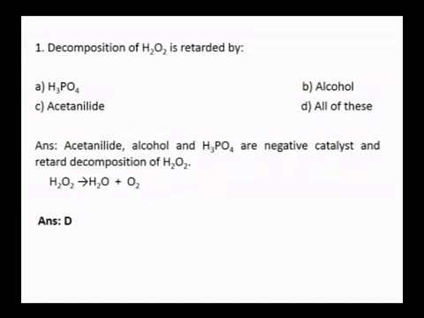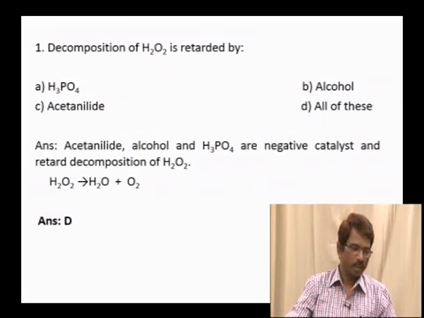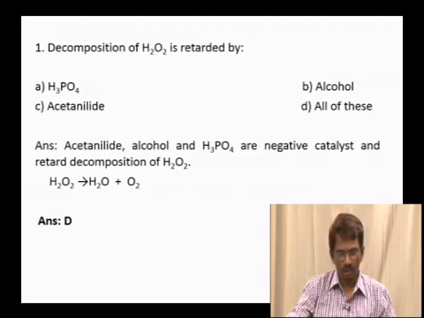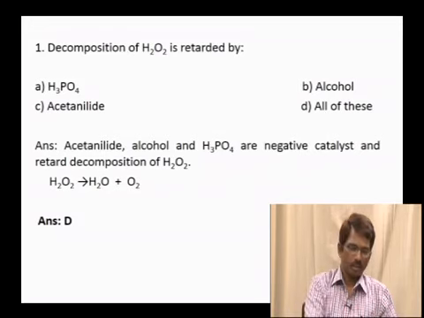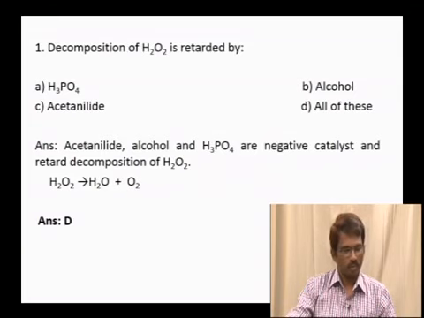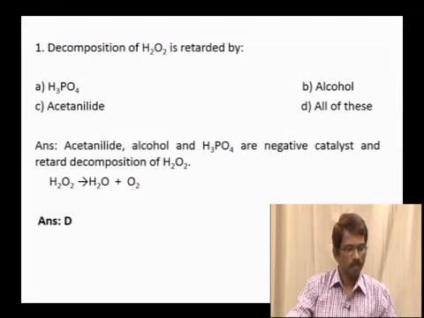And now coming to the questions. The decomposition of hydrogen peroxide is retarded by: the options are A, H3PO4, which is phosphoric acid, B, alcohol, C, acetanilide, and D, all of these. Hydrogen peroxide is basically an unstable compound which slowly decomposes into H2O and O2. The decomposition of hydrogen peroxide can be retarded or slowed down by the addition of either phosphoric acid or alcohol or acetanilide. All these substances retard the decomposition of hydrogen peroxide, and hence the correct option is option D.